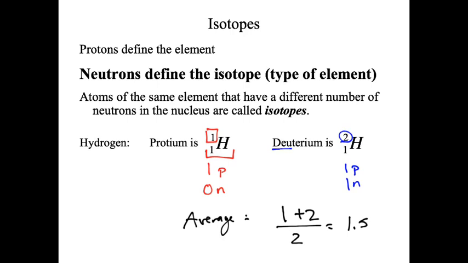Okay? And we get a number of 1.5. And so when we go to the periodic table, we can prove how awesome our calculation is because the periodic table will tell us the atomic mass for hydrogen is 1.5. No. Okay? So what went wrong? Does that mean our calculation is wrong?